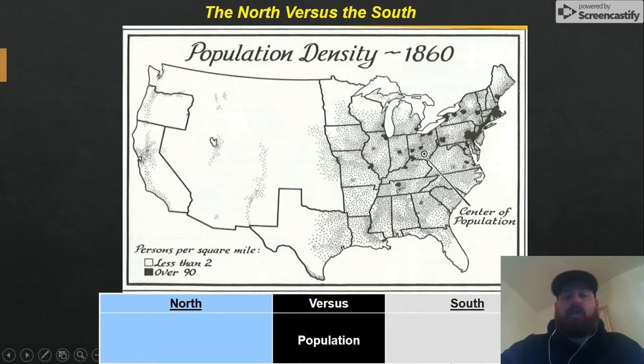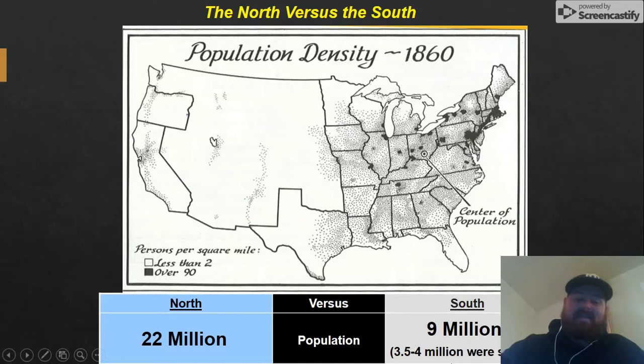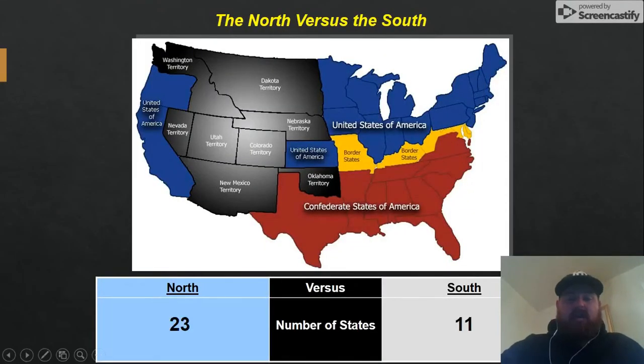All right, let's compare really quick the North and the South. Look at population. The North has 22 million, while the South has 9 million. And even of that 9 million, about 4 million were slaves. So really, the South only had 5 million people. So 22 million to 5 million people. That's a very big difference. All right, now look at the number of states. The South only had 11, while the North had 23. Again, the South is outnumbered.